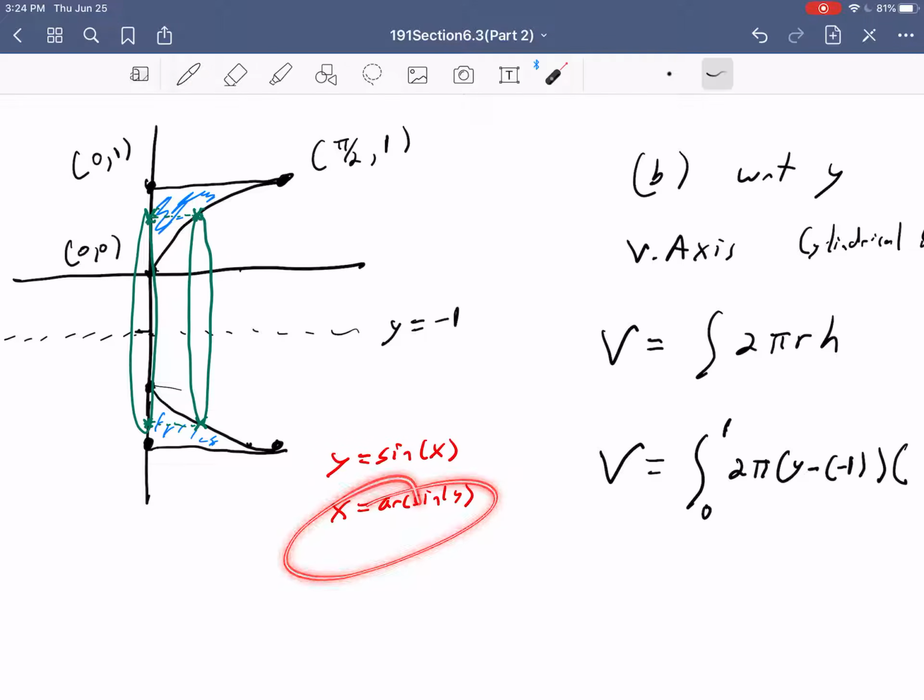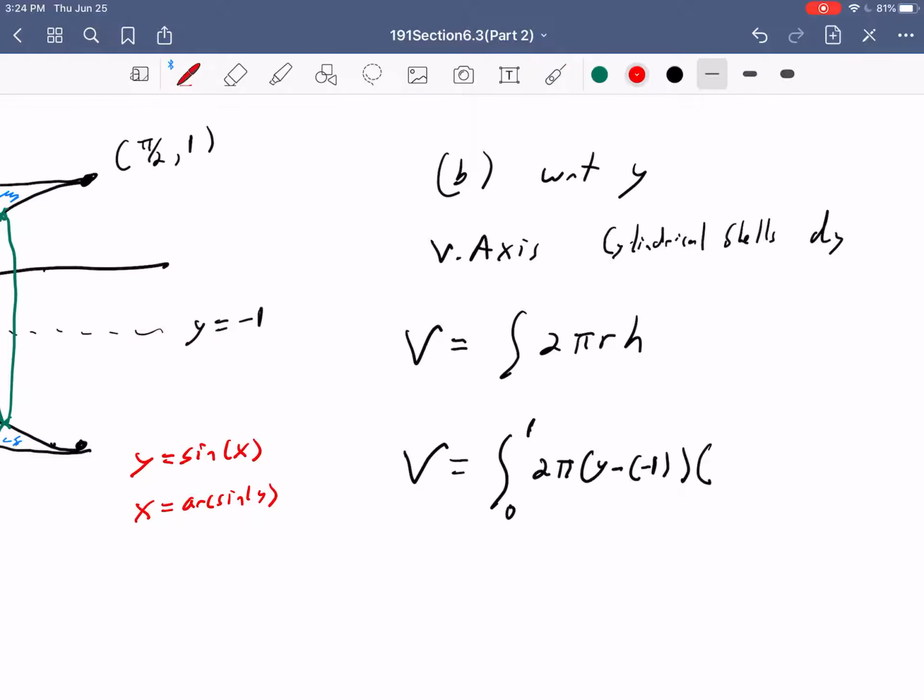Very risky to use an inverse trig function because we know that's a limited inverse. That only is an inverse on that -1 to 1. But of course, that's exactly where we are. We're just in that first portion, first quadrant really, of sine. So we're all safe in using that inverse. And that's exactly what we should use as the height there. Arc sine of y, dy. Okay, so there we go. There's our volume formula for this in terms of y.